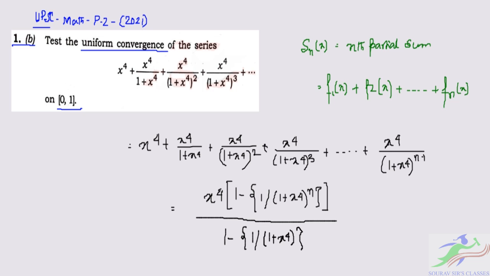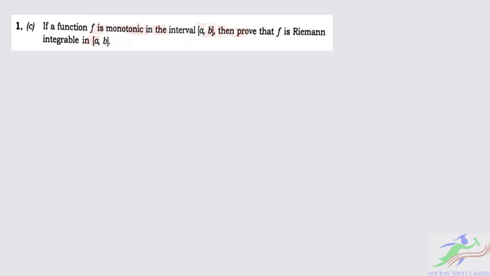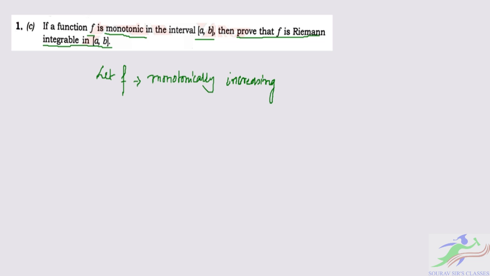So let us move to the next question, that is 1c. Question 1c is asking that if a function f is monotonic in the interval a comma b, then prove that f is Riemann integrable in the interval a comma b. So let us take f to be monotonically increasing on the interval a comma b.